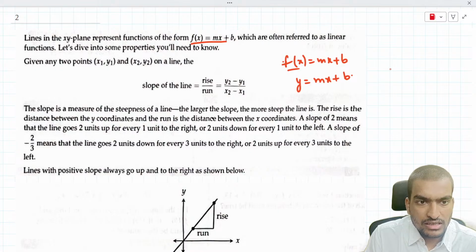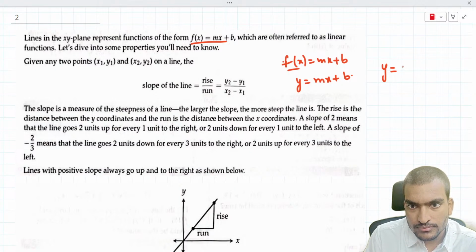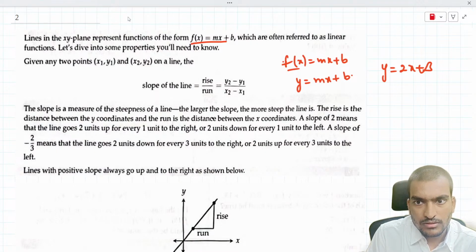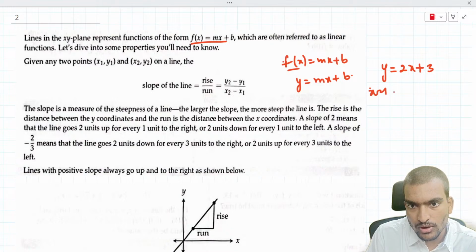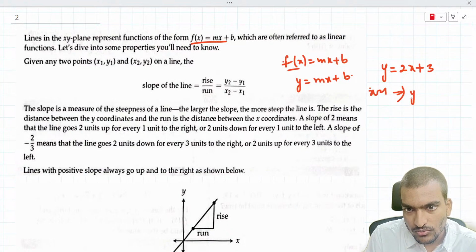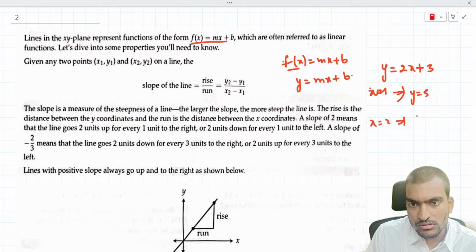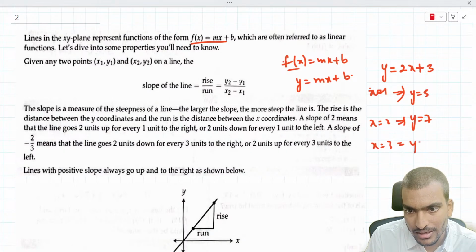Let's say the equation is something like this: y equals 2x plus 3. So if you substitute x equals 1, what happens? If x equals 1, y equals 2 plus 3, which is 5. If you substitute x equals 2, what do you get? y equals 4 plus 3, which is 7. If you substitute x equals 3, you get y equals 6 plus 3, which is 9.